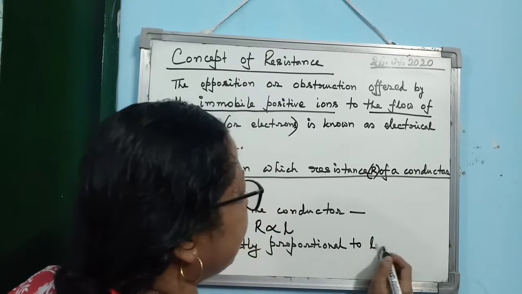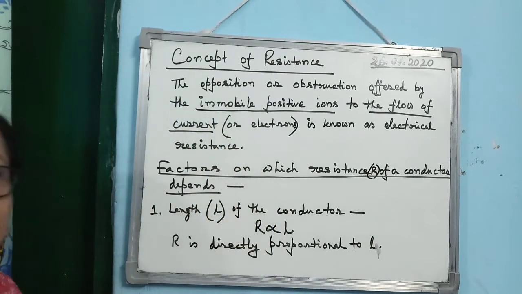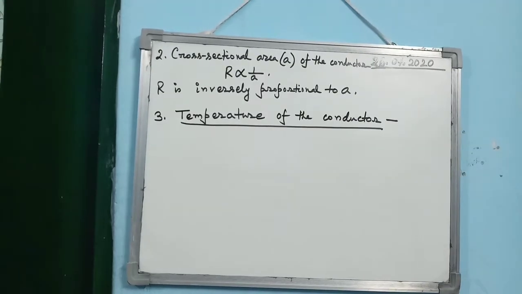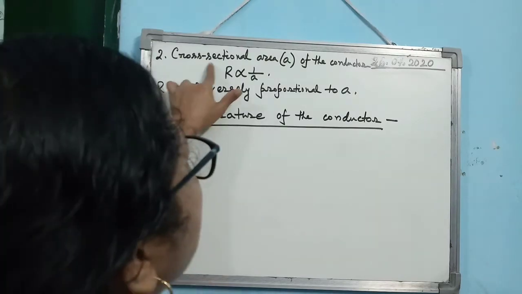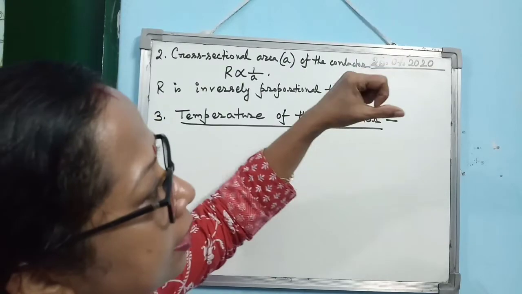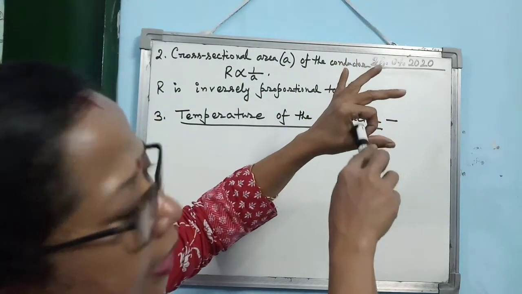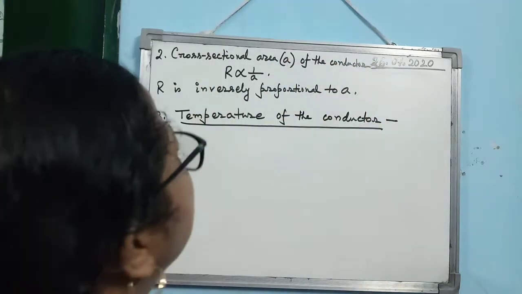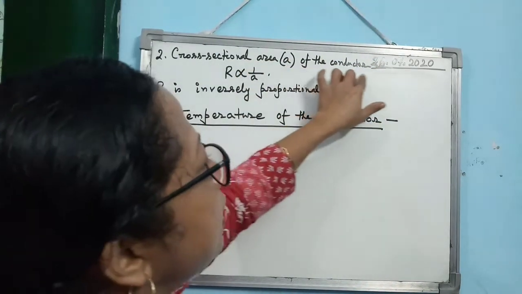Proportional to L, I am writing, because it is understood L is length. Alright. Now the next factor on which the resistance of a conductor depends is cross-sectional area. Alright, it means thickness. If you consider this is the thickness, then the thickness is more. But if you consider it like this, the thickness is less. So it depends on the cross-sectional area of the conductor.